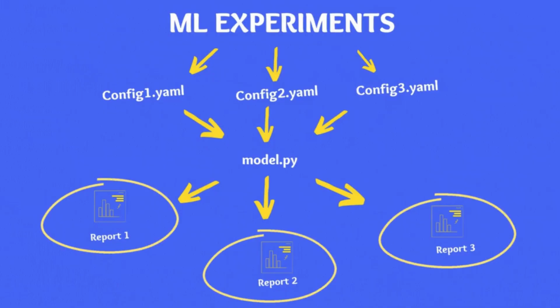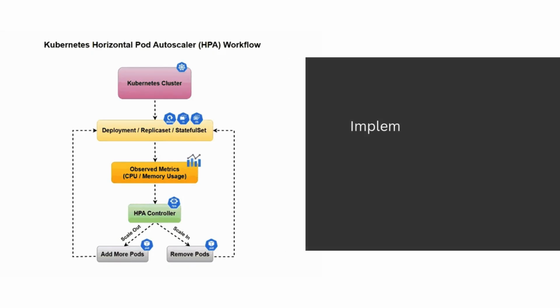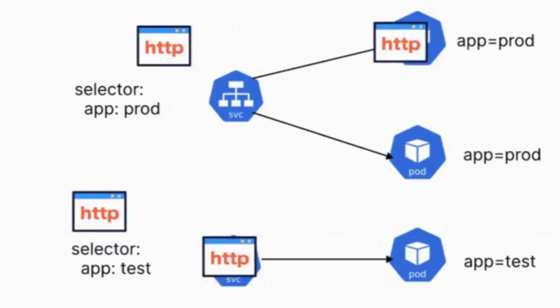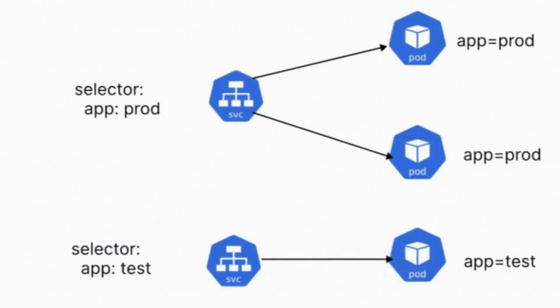Adjust the number of replicas in your deployment manifest to scale your application manually. Implement horizontal pod autoscaling to automatically scale pods based on resource utilization. Use services to expose your application and manage internal and external traffic effectively.